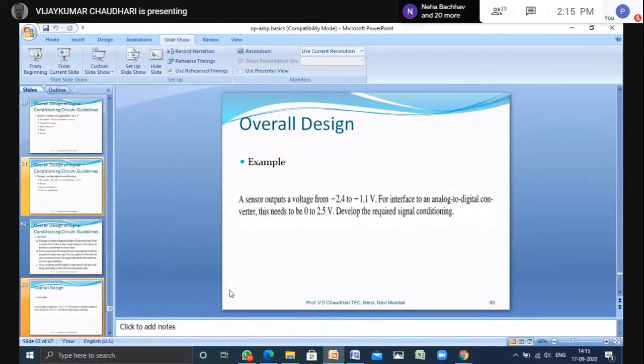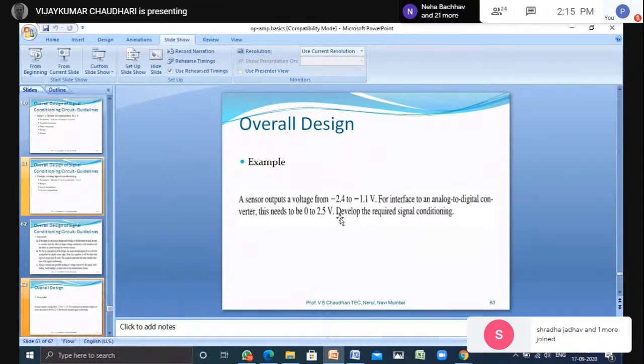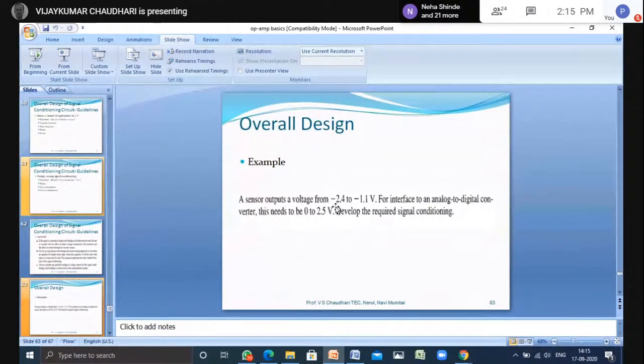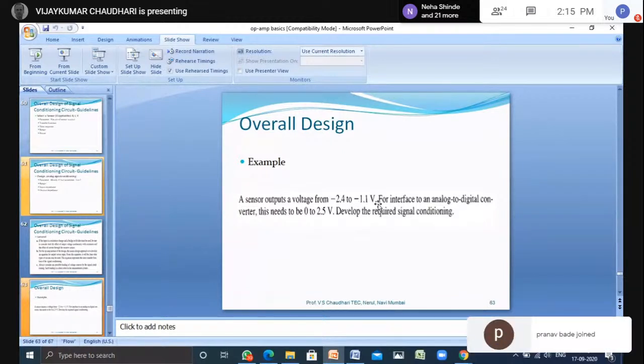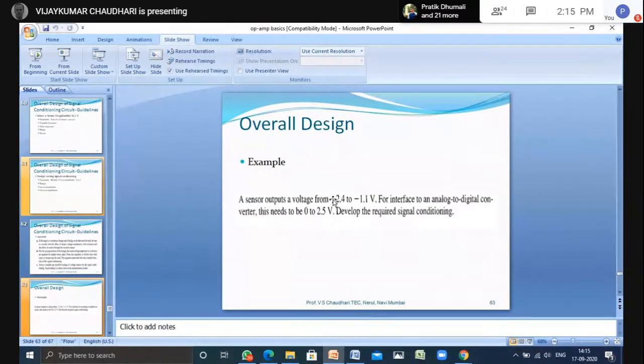Okay, and the sensor output is given. The range of the sensor output is minus 2.4 to minus 1.1 volt. It is a thermistor, giving the output voltage ranging from minus 2.4 volt to minus 1.1 volt. But we want to design an interface for an AD converter. This needs the output to be 0.0 to 2.5 volt. So the input from the sensor is minus 2.4 to minus 1.1. The output of the signal conditioning circuit that is wanted is 0 to 2.5.